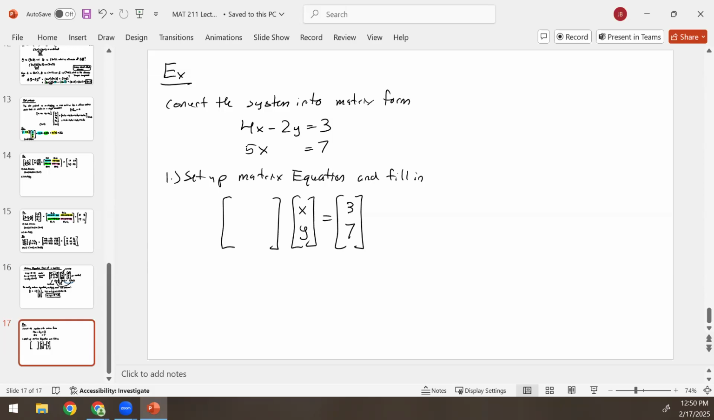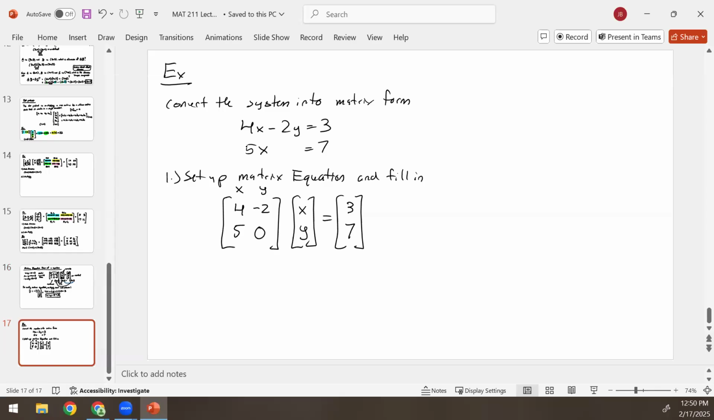And then just go by. So I like to put the variables because the variables also correspond to the columns. So if you want to go vertically, for x variable, it's 4 and 5. And then for y variable, it's -2 and 0. If you want to go horizontally, you're more than welcome to do that. I prefer vertical, but it's personal preference.